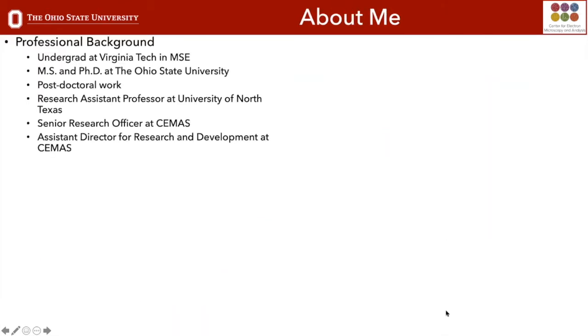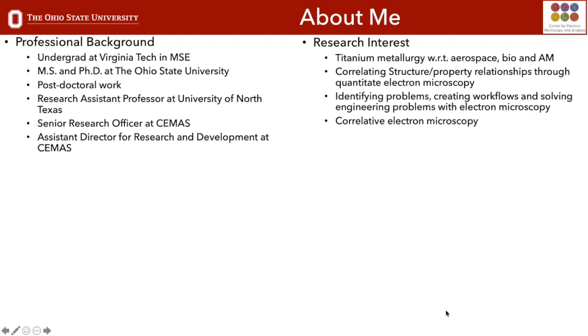A little bit about me. I went to Virginia Tech as an undergrad and got a BS and MSc there. Came here and did my MS and PhD. Did some postdoctoral work, and then had a small stint as a research assistant professor with University of North Texas. I came back here as senior research officer, and now, as Dan said, am working as the assistant director for research and development. I do quite a bit of outreach with industry, and then I enjoy these microscopes, so I try to make sure they're working in the best condition they can, and make sure that students are learning and becoming proficient. My research interests tend to stay metallurgical.